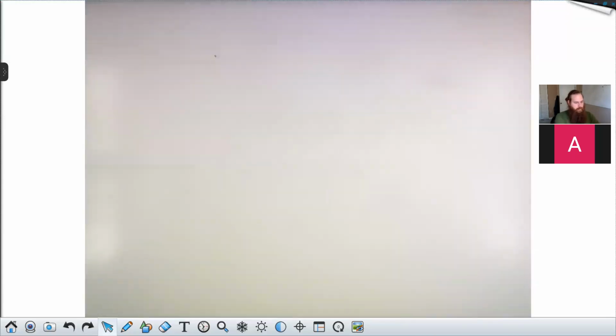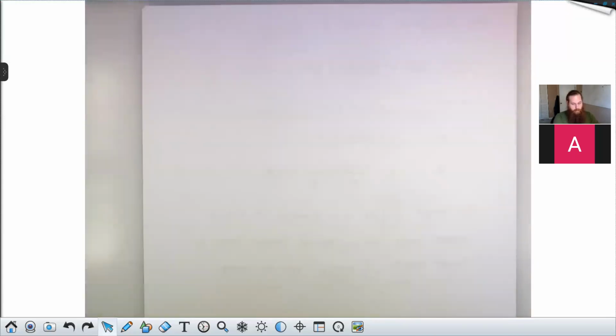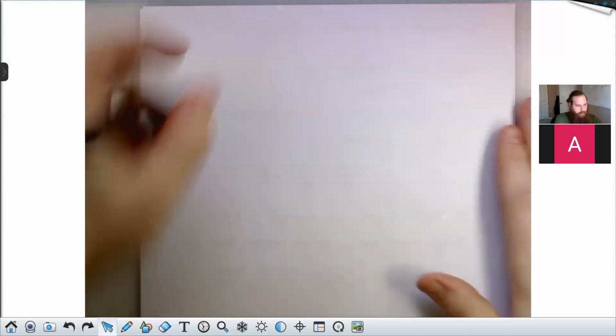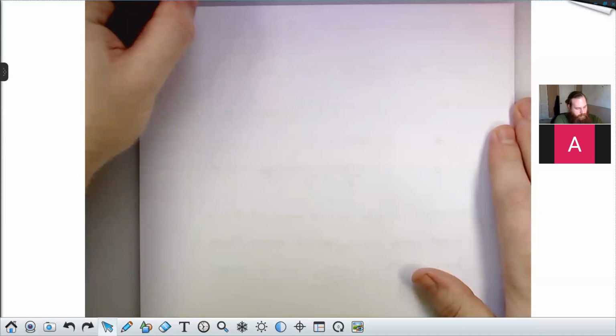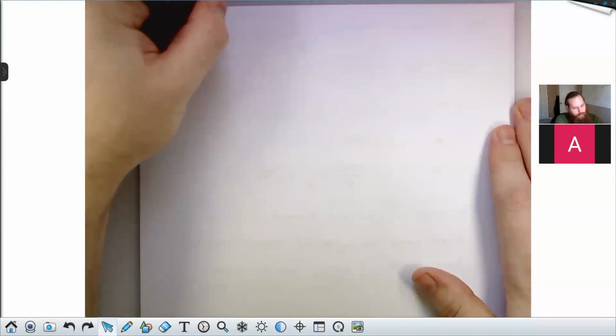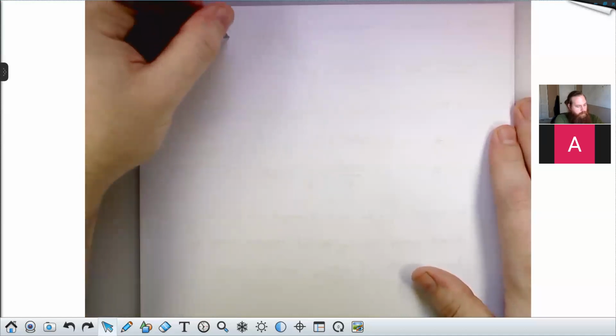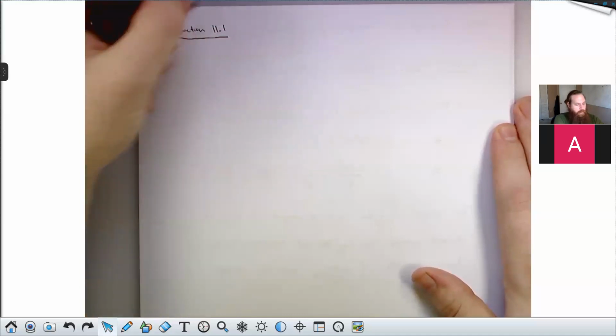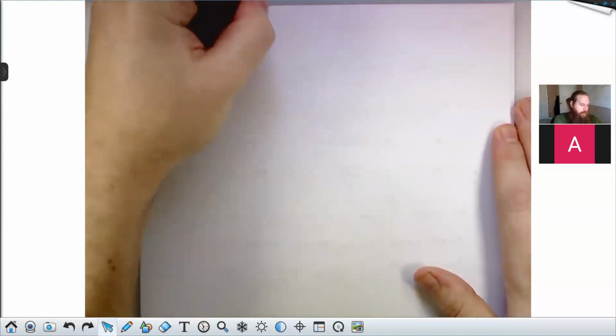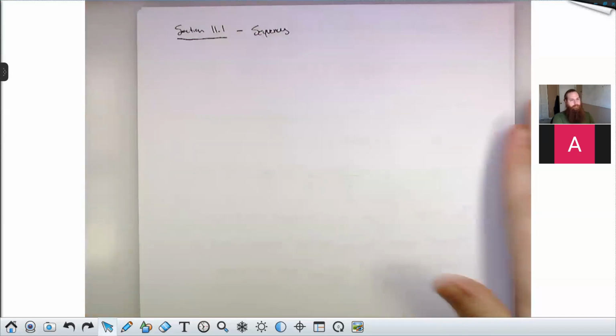So the class takes a big jump here in terms of section numbers. We move all the way to chapter 11. And the new homework that's going to be opening up this week is going to have section 11.1 in it. Section 11.1 is all about sequences.